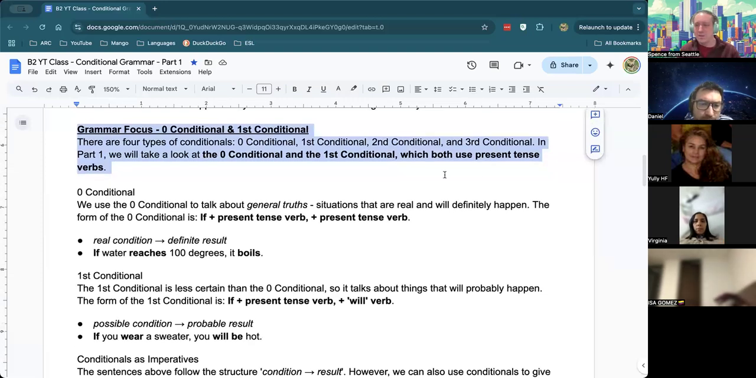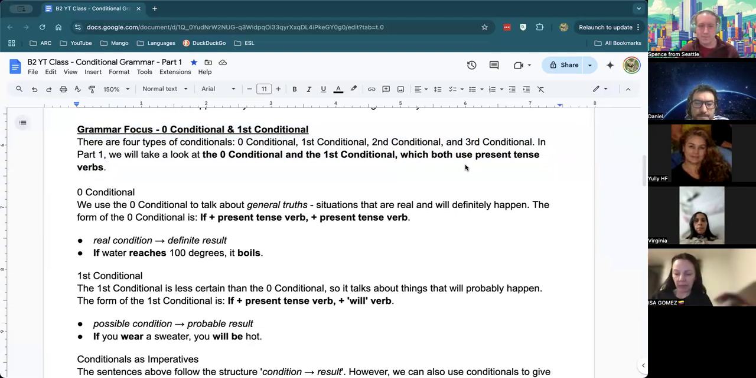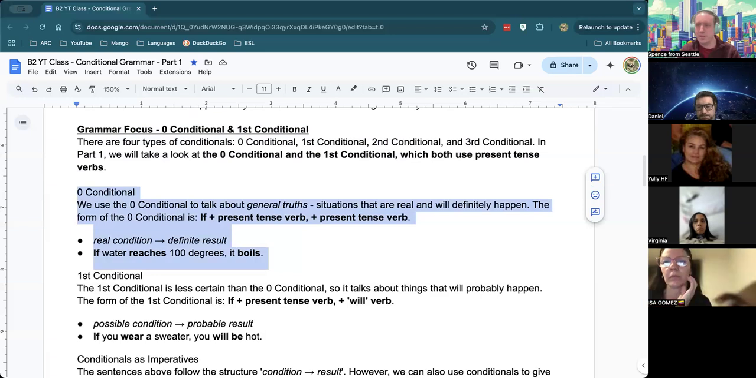There are 4 types of conditional: zero conditional, first conditional, second conditional, and third conditional. In part 1, we will take a look at the zero conditional and the first conditional, which both use present tense verbs. Okay, next up, we will do Yuli, if you want to tell us about the zero conditional.